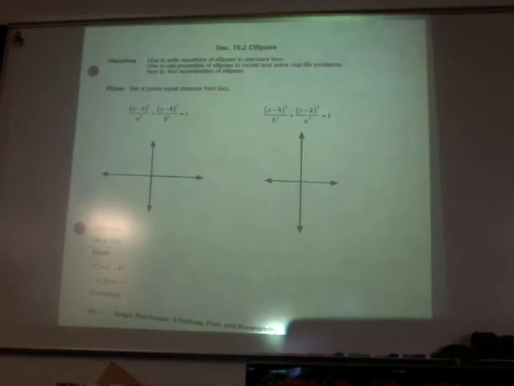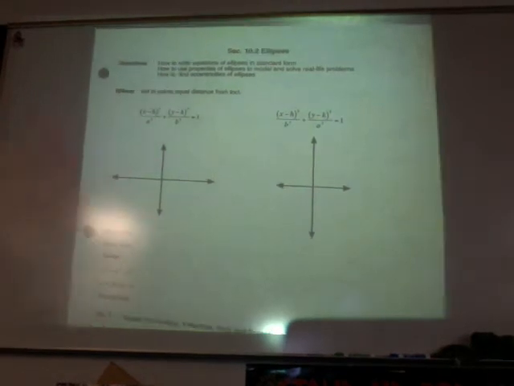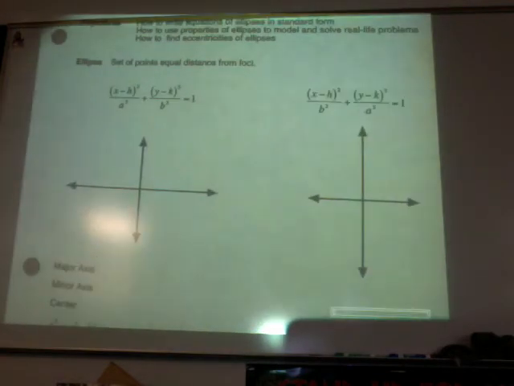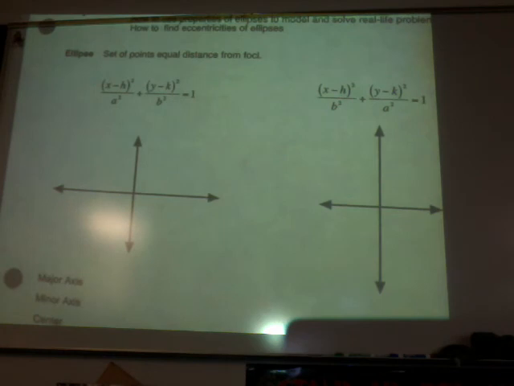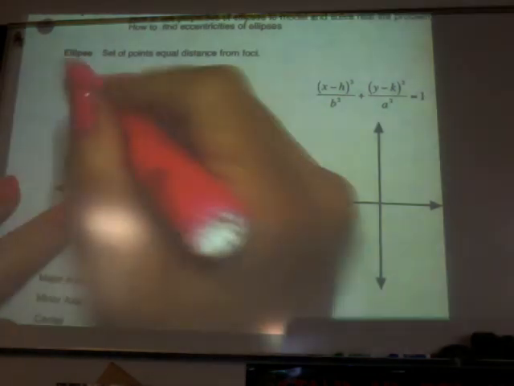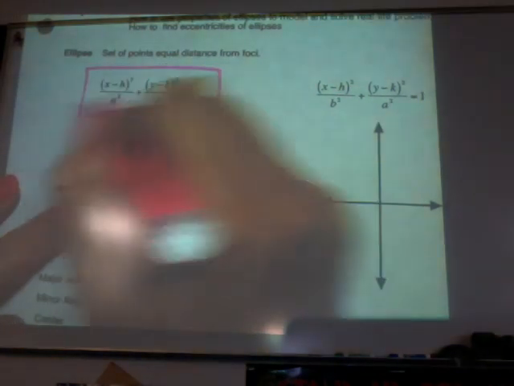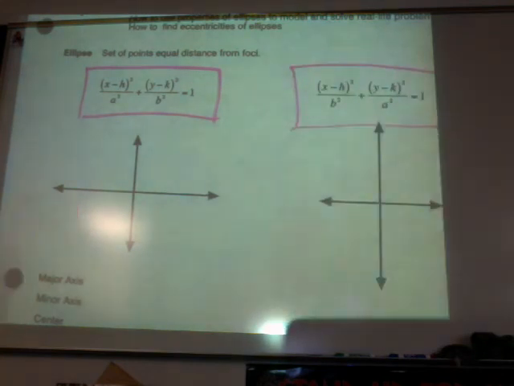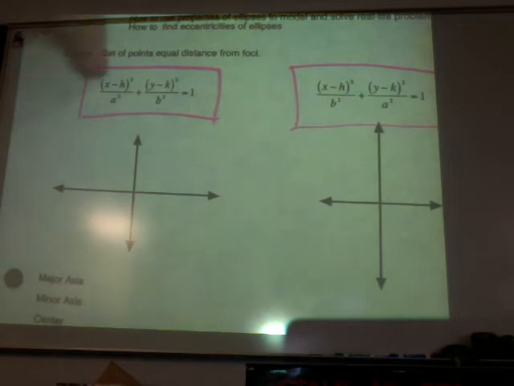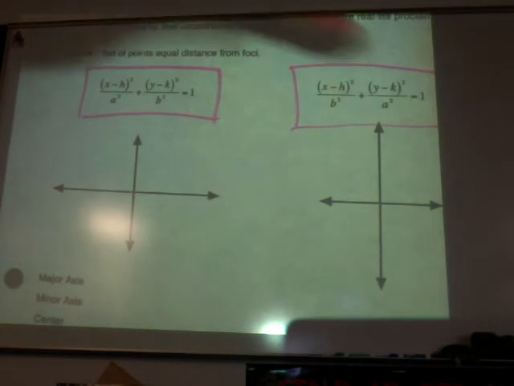All right, so 10-2 ellipses, you're just looking at two more formulas. So here's one. Tell me what this formula reminds you of. Something that is familiar to you that can help you remember it. Circle formula, right? Because it does have the x minus h squared and the y minus k squared and a plus. And both of them have the same thing up top, don't they?